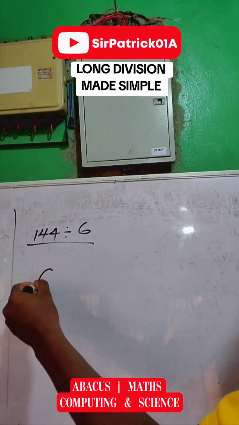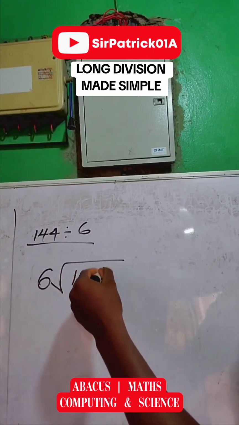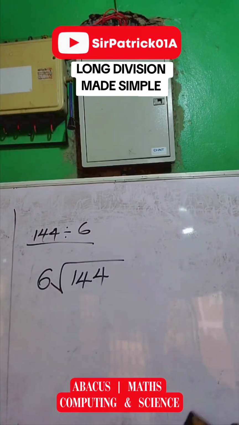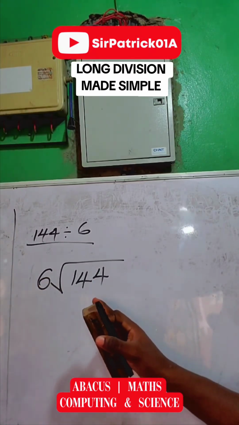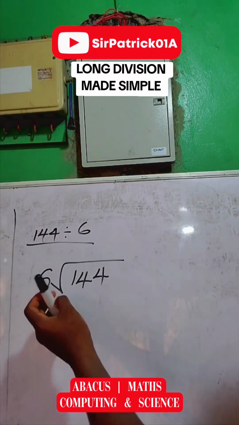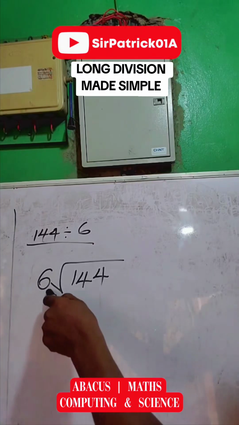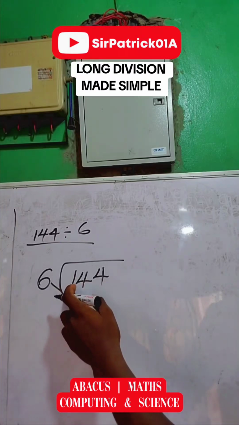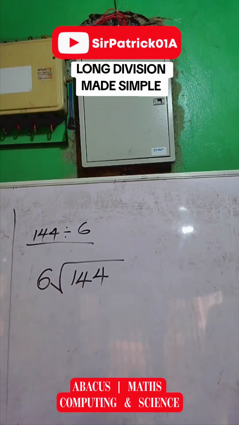So what you're going to do is bring your 6 outside here, then bring your square root, then 1, 4, 4. Now, this is where the confusion starts. Let me break it down for you. When you are a student and you want to solve this, the first thing to remember is that we are asked to divide this big number by a small number. Technically, you need to start with the first number before you move to the second number and go to the third one. So let's start with the first one.